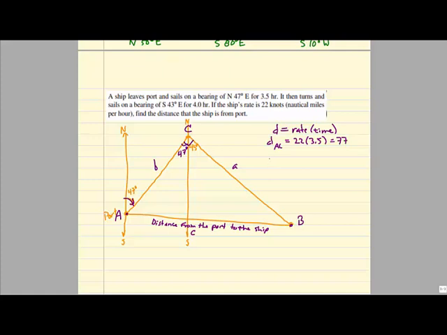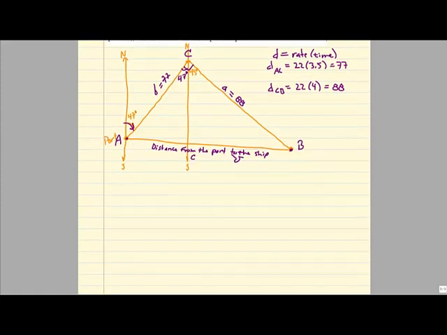I can also find the distance from C to B, because I'm traveling 22 knots times 4 hours, is 88 knots. So this B, the distance from A to C, is equal to 77. And then this A, which is the distance from C to B, let me see if I can clean that up again, is 88. So now I have some good information here. I have a 90-degree angle, I have my hypotenuse, and I know two sides. So I think I should be able to use the Pythagorean theorem to come up with that missing side.